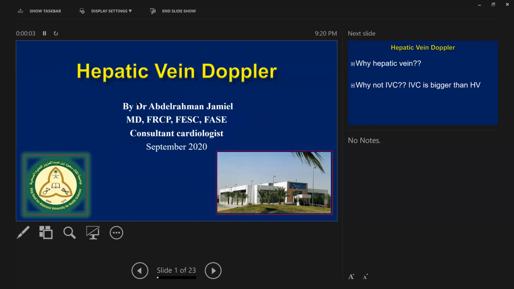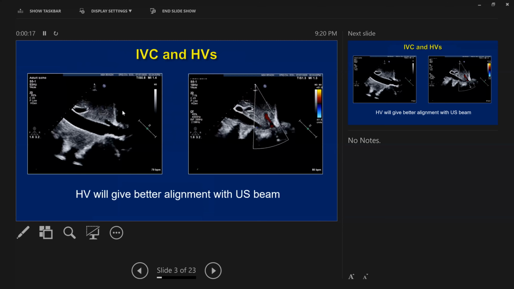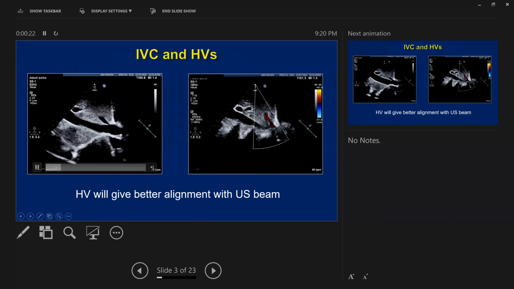Today we'll be talking about hepatic vein doppler. First of all, why hepatic vein? Why not IVC? The inferior vena cava is bigger than the hepatic vein, and the reason is, if we look to this video, the loop from an actual patient in the hospital, you see the IVC is horizontal while the hepatic vein is vertical.